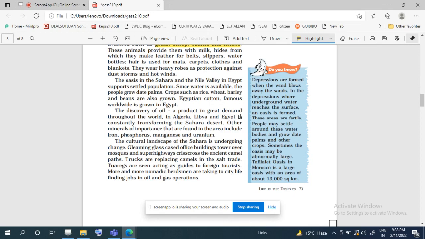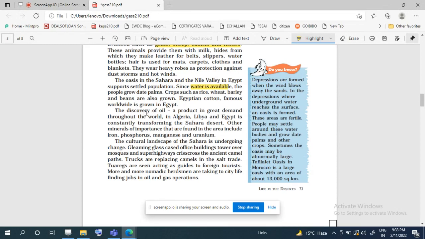Some settled population is there because at that place water is available, and people grow date palms, and some crops are also grown there like rice, wheat, barley, right, and beans. All these are possible. Why? Because water is available, right. And people also grow cotton like Egyptian cotton, which is very famous in the whole world.